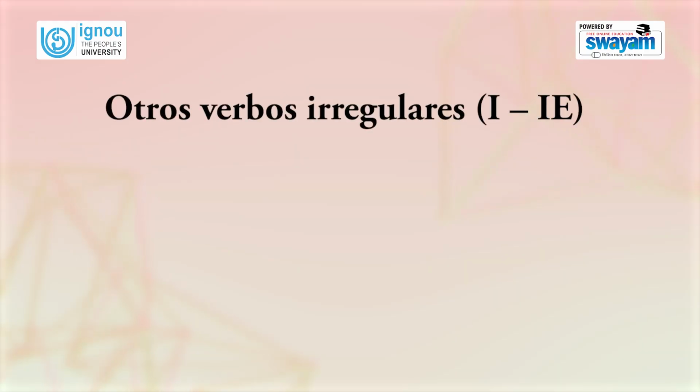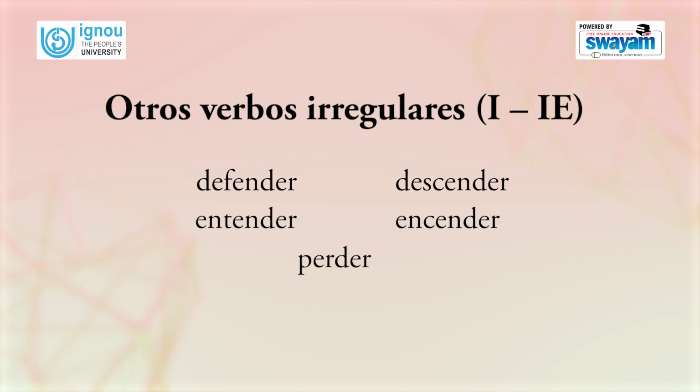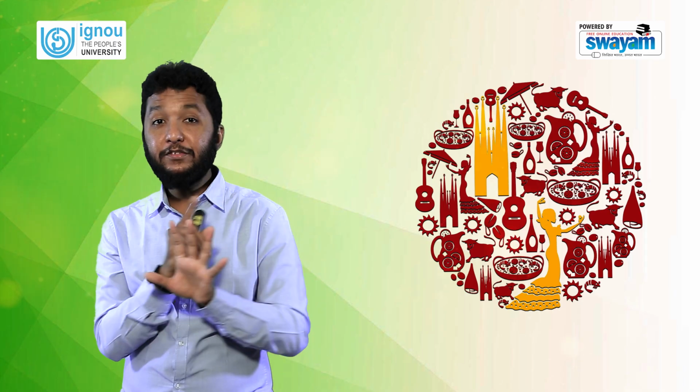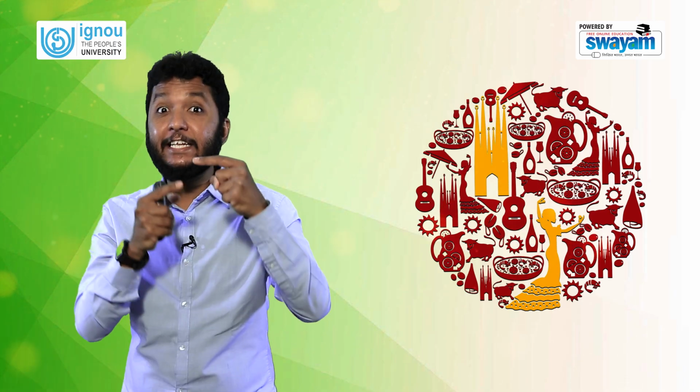The following is a list of commonly used er verbs that follow the pattern of querer. So these verbs are defender, to defend, descender, to descend or to go down, entender, to understand, encender, to light up, and perder, to lose. So for example, por ejemplo, mis padres no entienden el español. My parents don't understand Spanish, right? Mis padres no entienden el español.